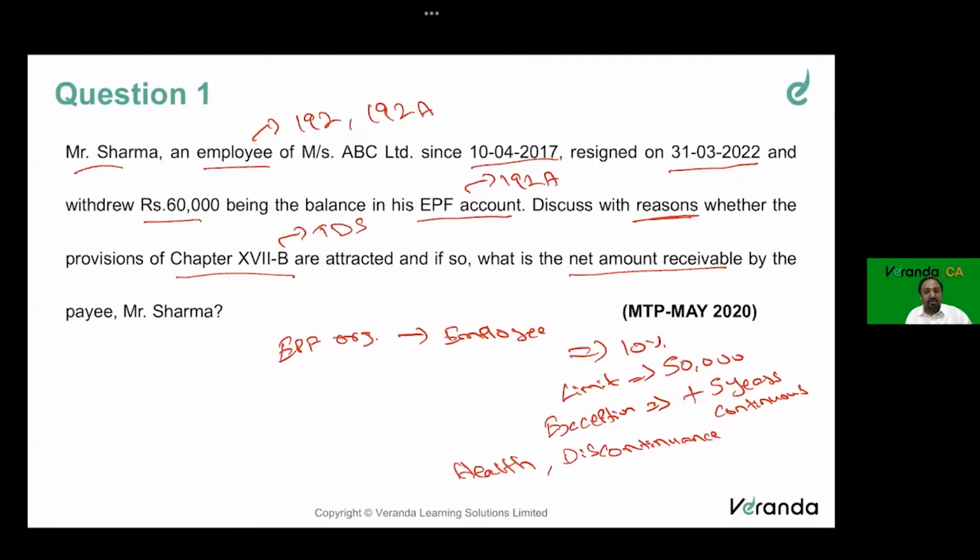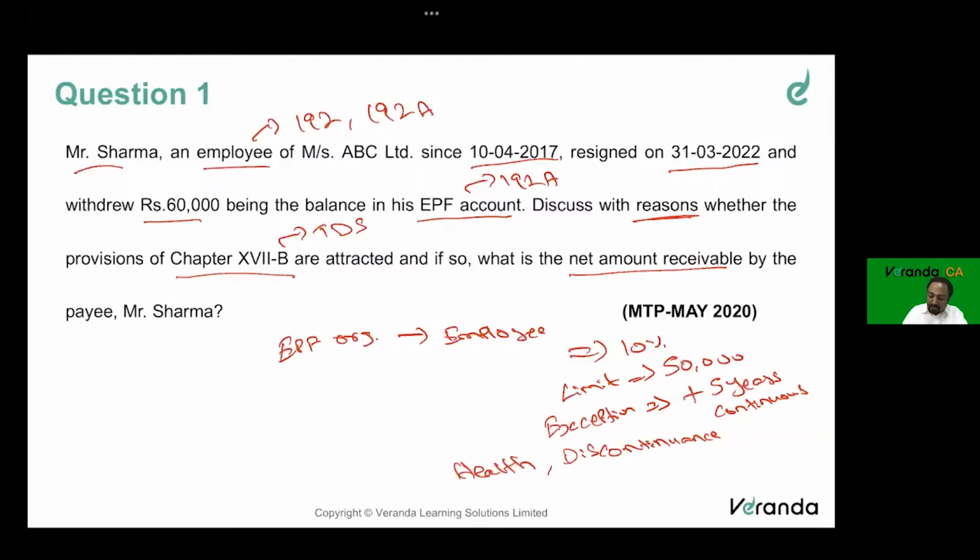So with this exclusion, now we'll understand this problem again. We'll go through this question again to see what exactly is happening to this Mr. Sharma. So now, basically, Sharma, an employee of ABC Limited since 10/4/2017 to 31/3/2022. So we need to understand the period, right? So as far as this period goes, what is the period?